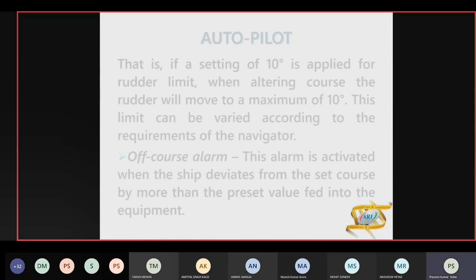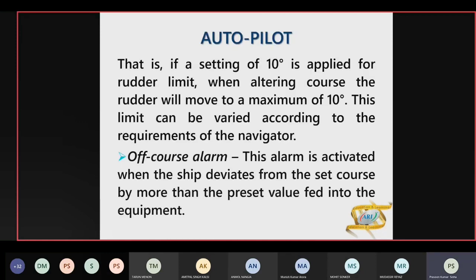Even when you are altering course using the autopilot system, like for example in the discussion that we have been having, 40 degrees, if I have to alter from 280 to 320, then the hard rudder which is applied by the autopilot will never go beyond the set limit. अगर आपने 10 डिग्री पे रख दिया तो 10 से ज्यादा नहीं जाएगा. She will try to turn the vessel at maximum rudder of 10 degrees only.